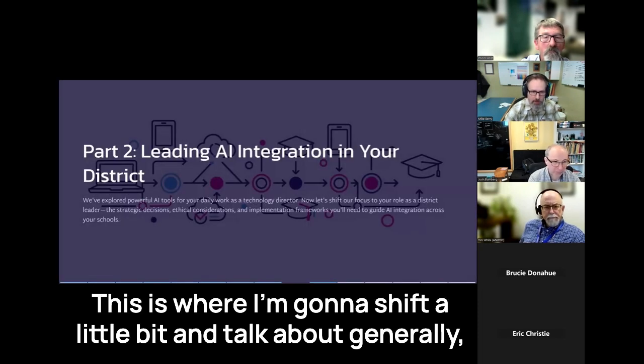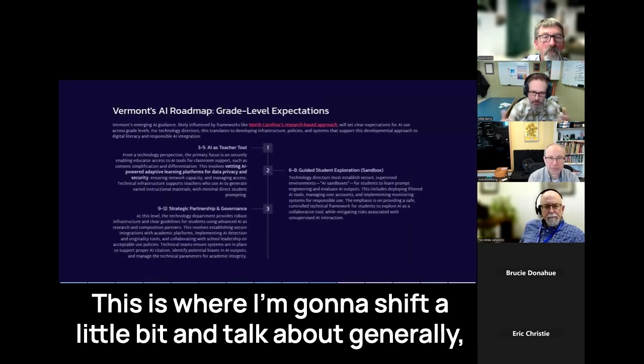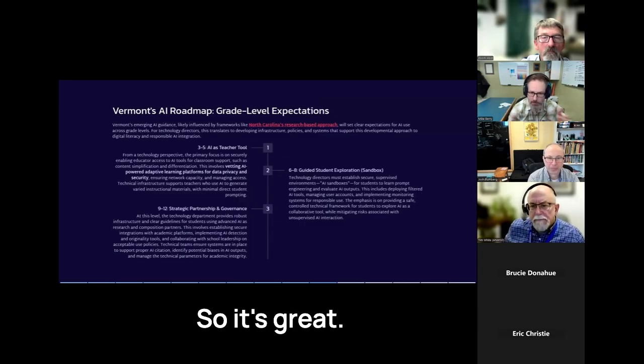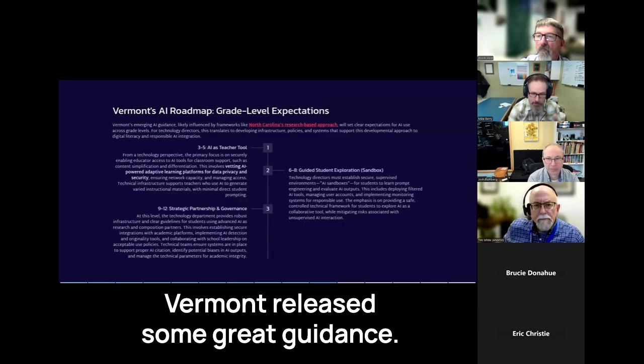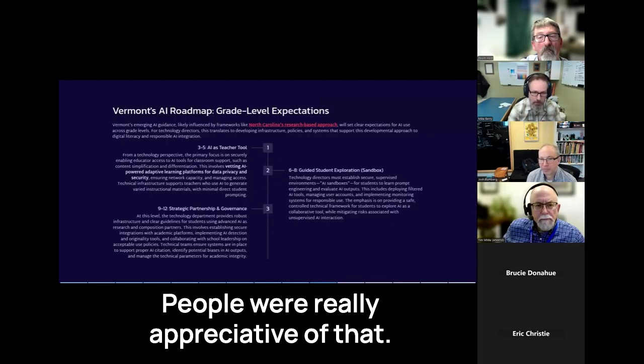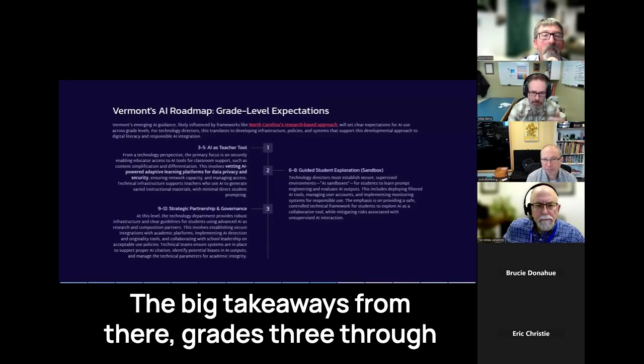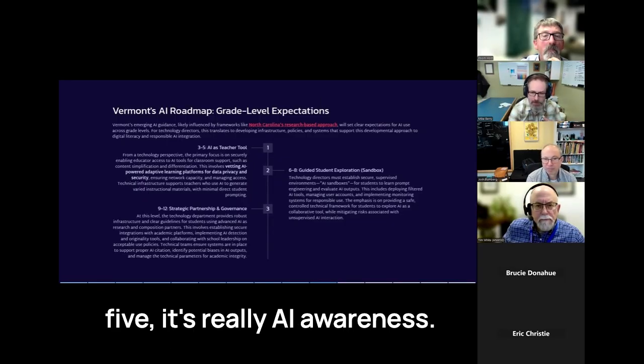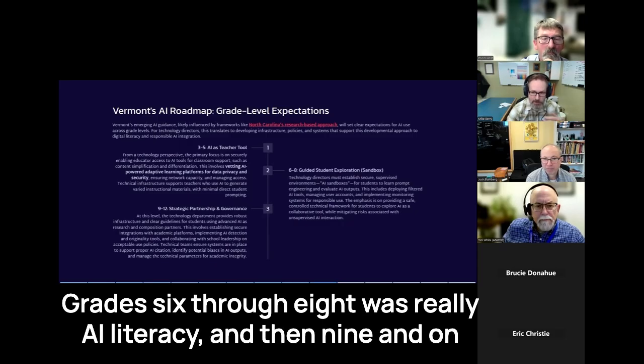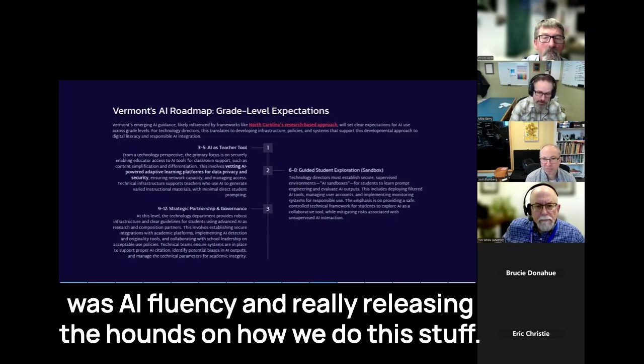This is where I'm going to shift a little bit and talk about generally where we are going with this. So it's great. Josh is here. Vermont released some great guidance. People were really appreciative of that. The big takeaways from there: grades 3 through 5, it's really AI awareness. Grades 6 through 8 was really AI literacy. And then 9 and on was AI fluency and really releasing the hounds on how we do this stuff.